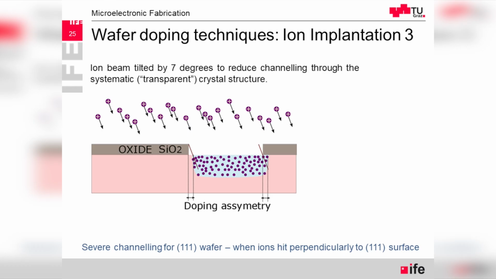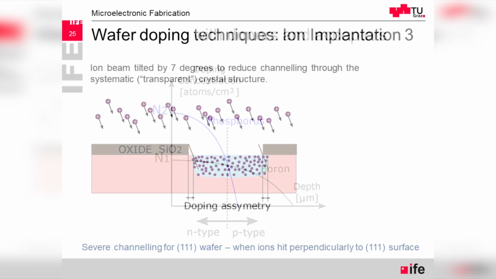There can be a channeling effect where the ions in an uncontrolled way just penetrate deeper, and it's difficult to predict where they stop. In order to be able to predict it, certain tilting is implemented in the positioning, so that with the tilting this channeling effect will be avoided. It is especially bad for the surface 111 wafer.